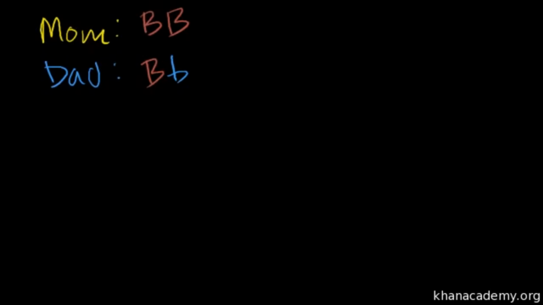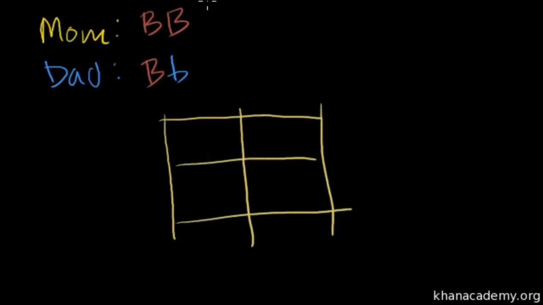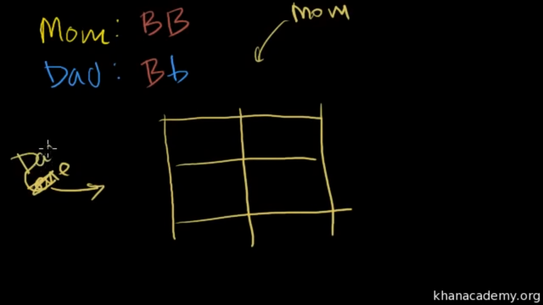So what we do is we draw a Punnett square again. Let me draw a grid here. Draw a grid right there. And up here, we'll write the different genes that mom can contribute. And here, we'll write the different genes that dad can contribute, or the different alleles. I didn't want to write gene. I wanted to write dad.